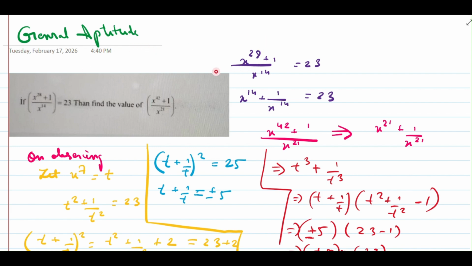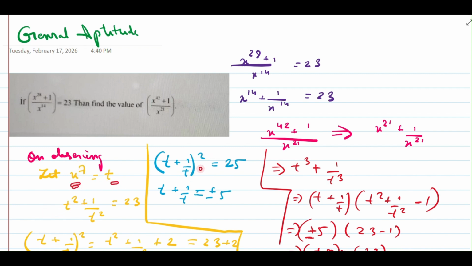So let's move forward. The question is x to the power 28 plus 1 by x to the power 14. As we can see here, the power is a multiple of 7. So I just split it and it is in the form of t plus 1 by t. Then I observed what we need to find. We need to find x to the power 42 plus 1 by x to the power 21. So I separated it. It's also in the form of t plus 1 by t. So I took x to the power 7 as t because it's a multiple of 7 and it's also a multiple of 7.